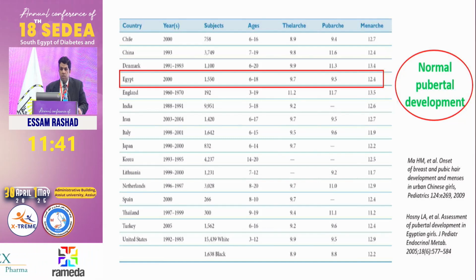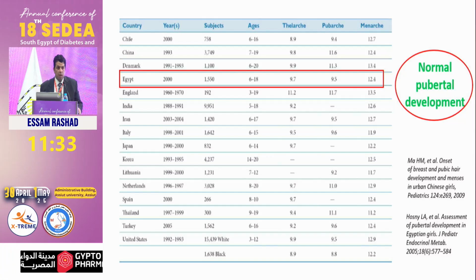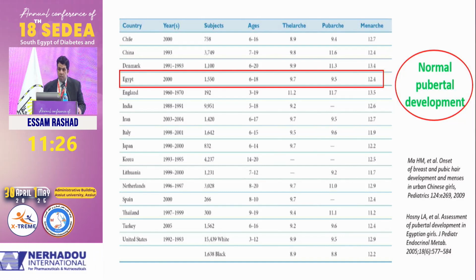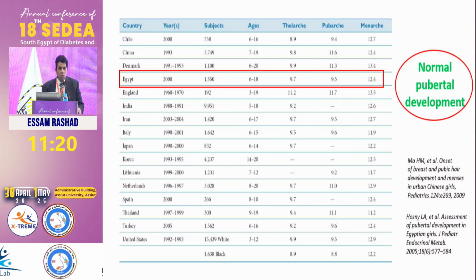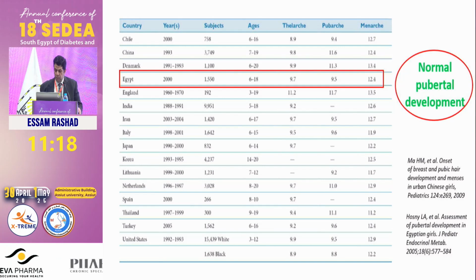If you have some of those events already developing, like the thelarche, the breast, and adrenarche or pubarche, which is the axillary and pubic hair, so the axis is starting, you can wait a little bit for the development of the menses. But if you come to the age of 14 and nothing at all has developed, that's definitely abnormal. So this is about the normal pubertal development.